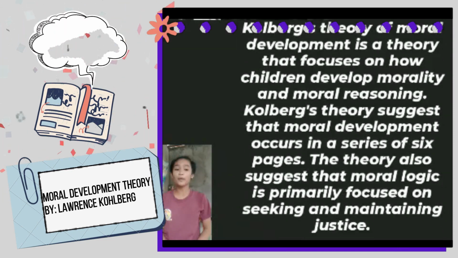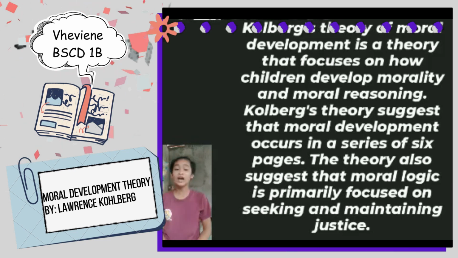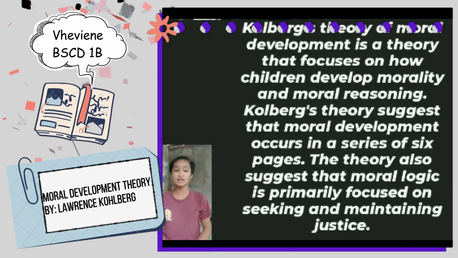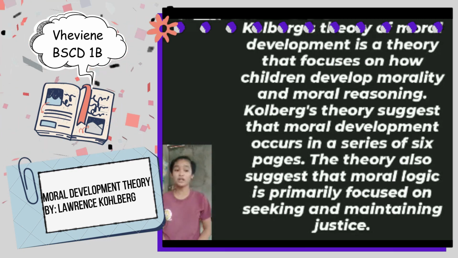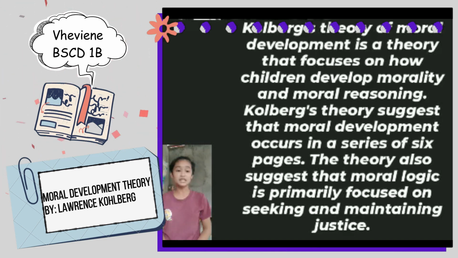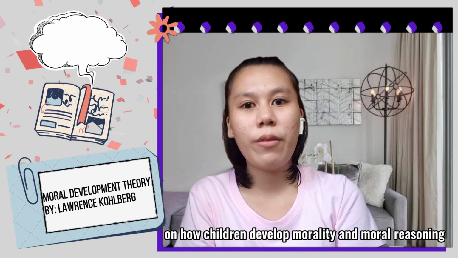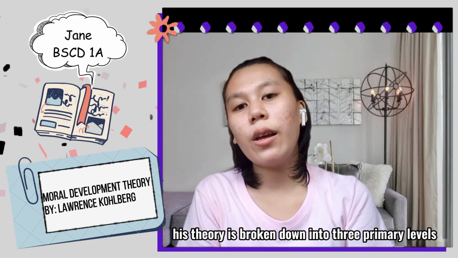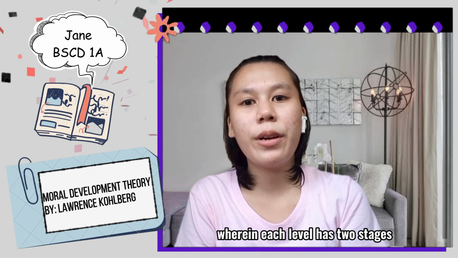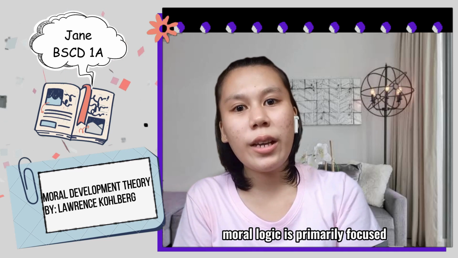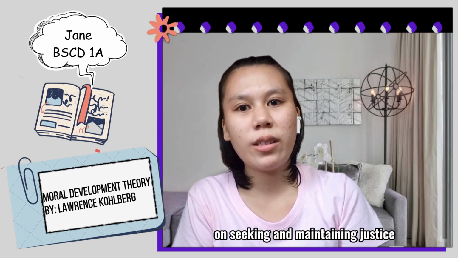Kohlberg's theory of moral development is a theory that focuses on how children develop morality and moral reasoning. Kohlberg's theory suggests that moral development occurs in a series of 6 stages. The theory also suggests that moral logic is primarily focused on seeking and maintaining justice. His theory is broken down into 3 primary levels, wherein each level has 2 stages.